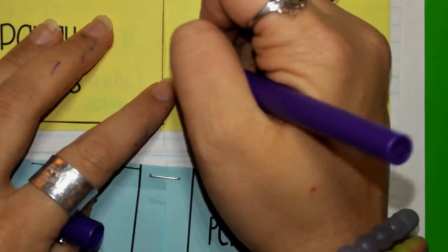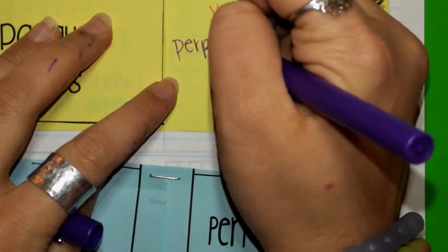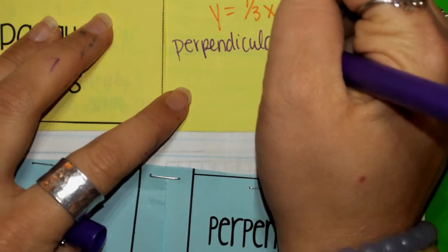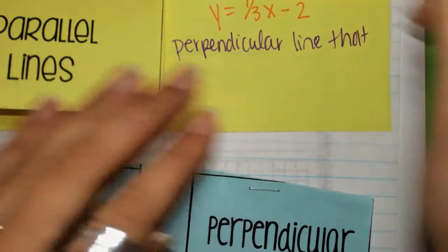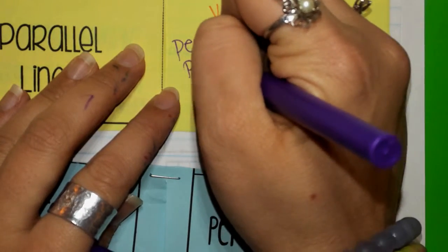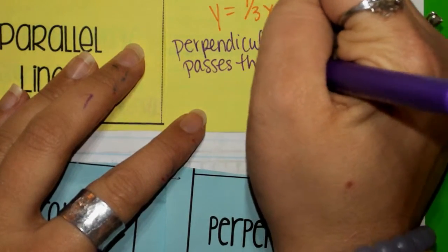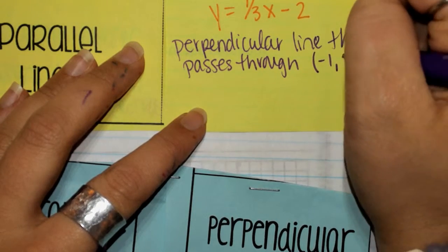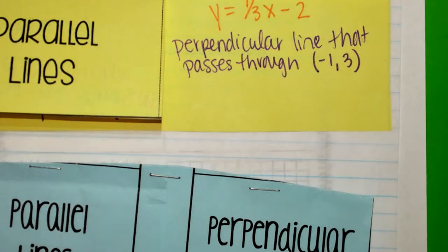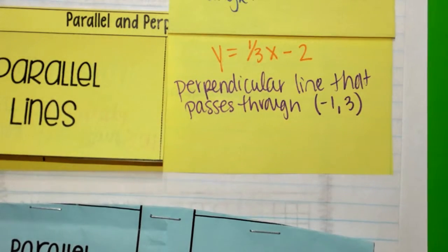And I want the perpendicular line that passes through the point negative 1, 3. We're going to do it together just the first time so we can make sure we're on the same page. Is everybody done writing or do we need a minute?